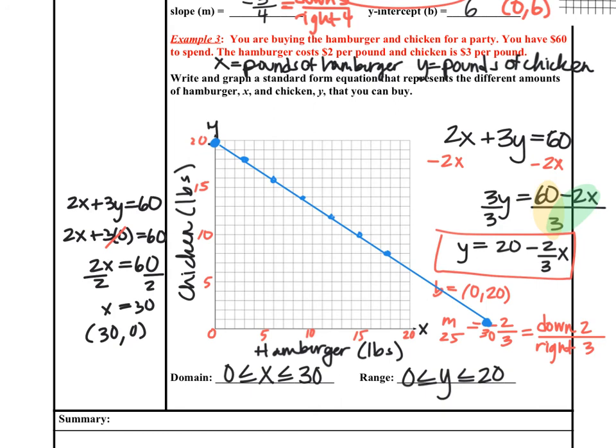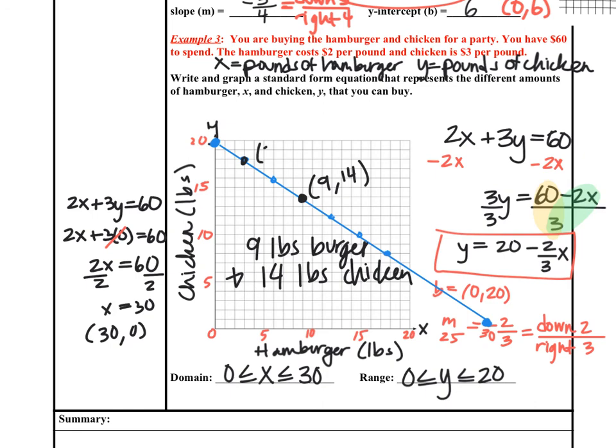So what these points mean is that in all these points where it hits, like right here, it represents a combination that you can have. So like this is the point 9, 14. What that means is one of the combinations that you could buy is 9 pounds of burger and 14 pounds of chicken. That's just one combination. There's lots of combinations you could have, right? Because here's another one, 3 and 18, etc., etc. So all of those points work in the domain and range.